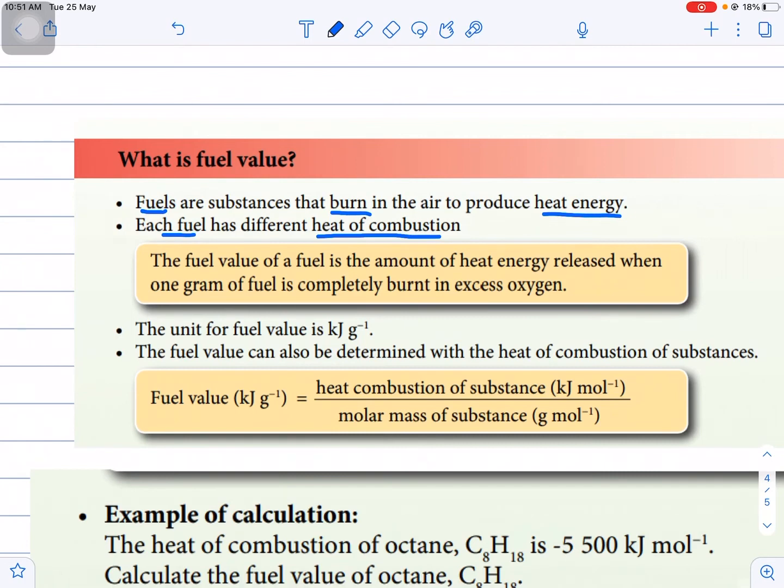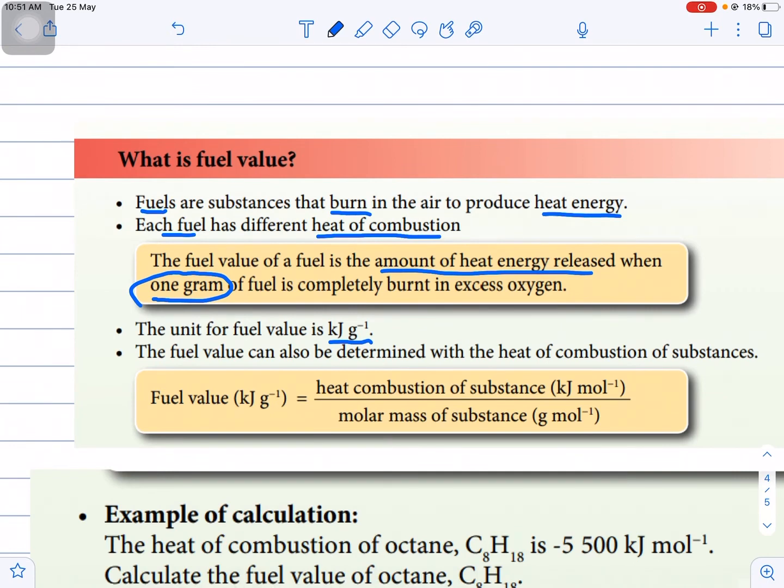So what is meant by the fuel value? The fuel value is the amount of heat energy released when 1 gram of fuel is burned in excess oxygen. Before this we were talking about heat of combustion. Heat of combustion is also an amount of heat released, but it is for 1 mole of fuel when it's burned in excess oxygen. Fuel value is not 1 mole, it is 1 gram. So the unit will be kilojoule per gram instead of kilojoule per mole.